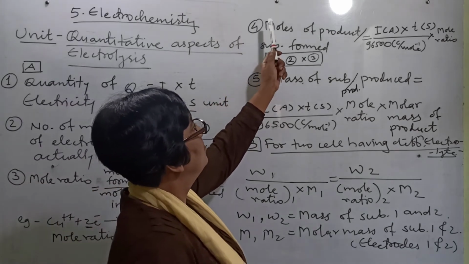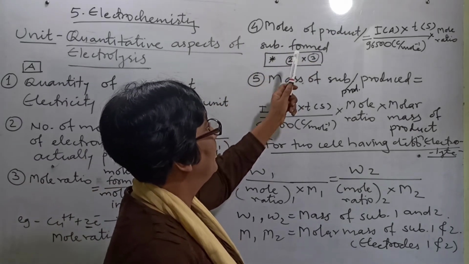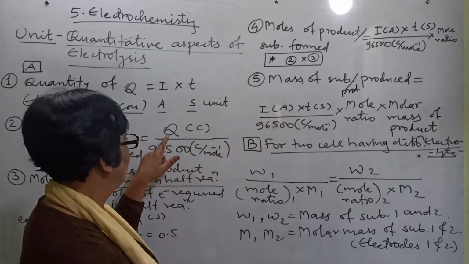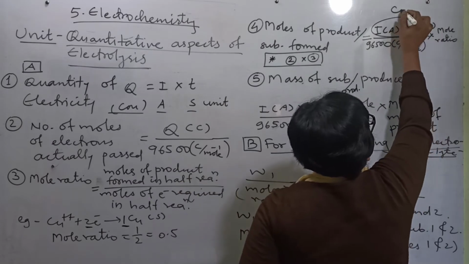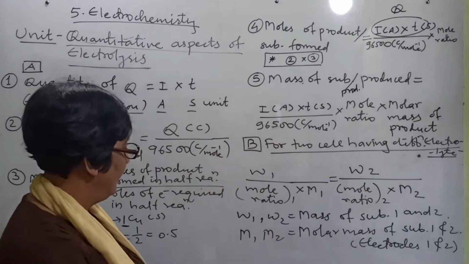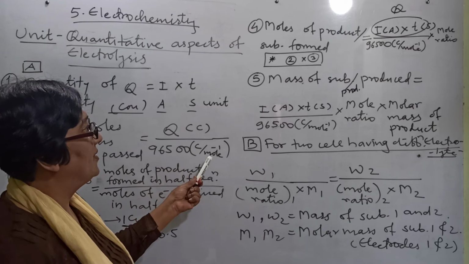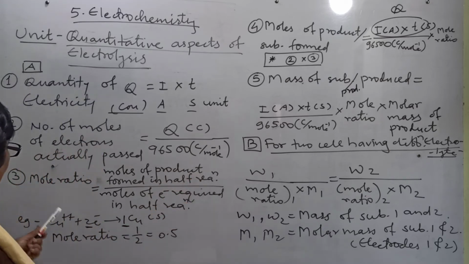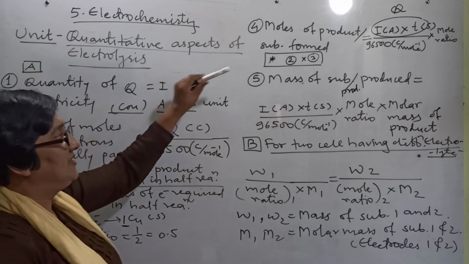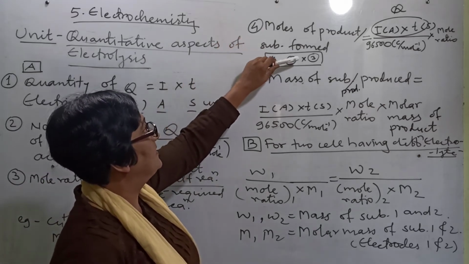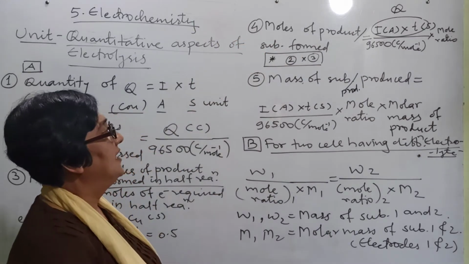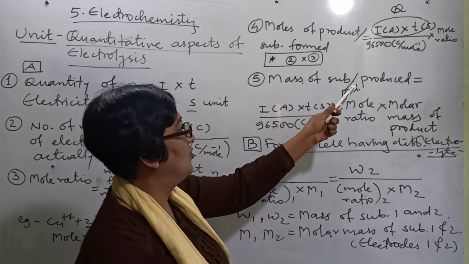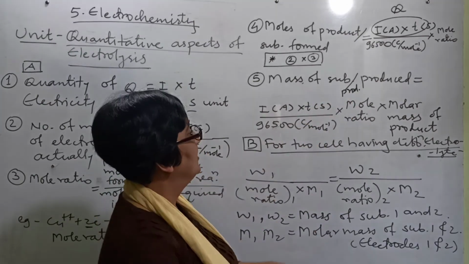The fourth one is moles of the product or the substance formed, which is equal to I into T, that is Q, divided by 96500 coulomb per mole, into the mole ratio. That means formula number 2 multiplied by formula number 3. You can remember it like this. How is formula number 4 obtained? 2 multiplied by 3.